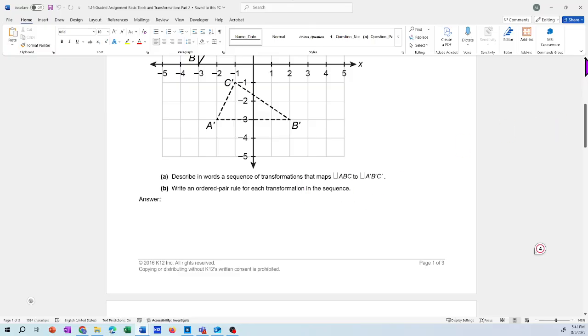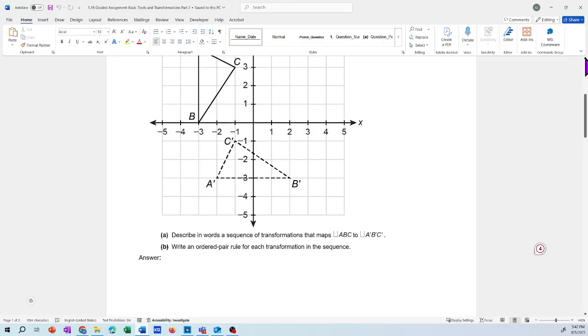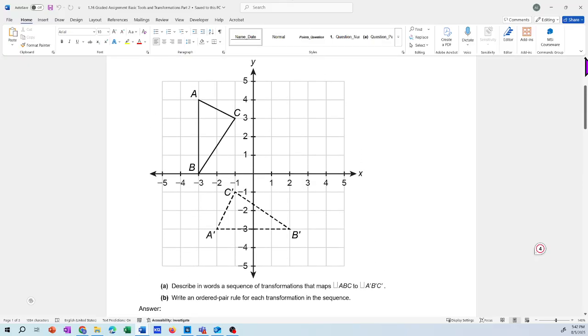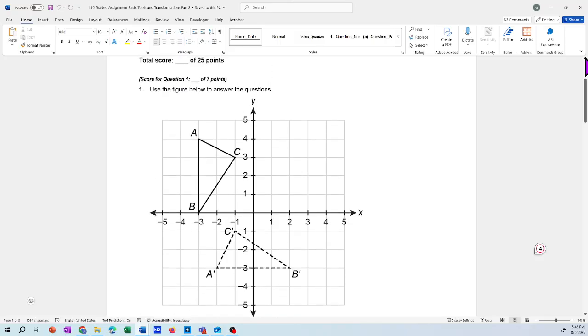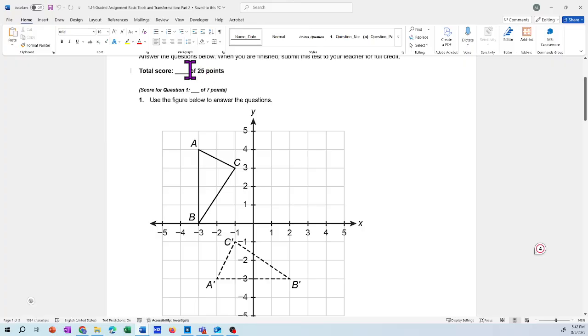So we reviewed this before. You'll have to go back and take a look at the rules that I shared with you and also the notes. This assignment is worth 25 points, so make sure you take a look at the rubric. And for this, we're going to be taking a look at the rules.